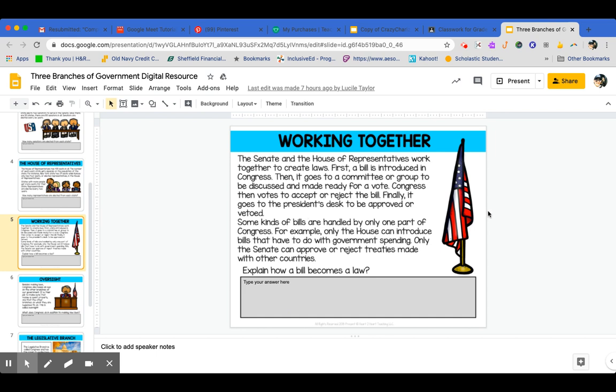Some kinds of bills are handled by only one part of Congress. For example, only the House can introduce bills that have to do with government spending. Only the Senate can approve or reject treaties made with other countries. In this one, explain how a bill becomes a law.